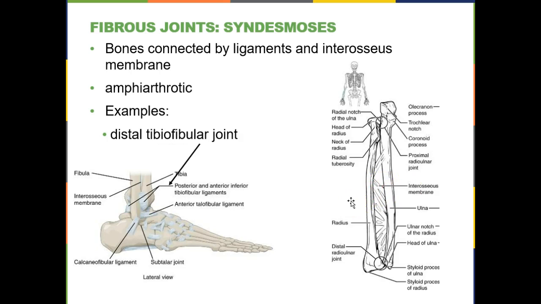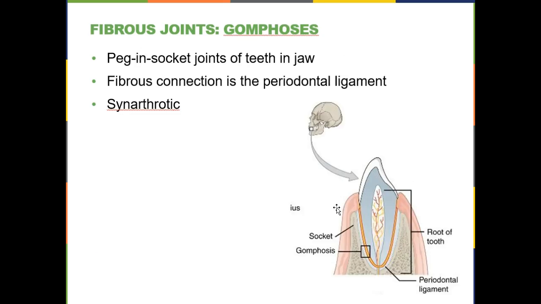When you turn your wrist over, it is the end of your radius rotating over the end of your ulna, and some movement happens because, or is allowed to happen by, the interosseous membrane there. So those are amphiarthrotic syndesmoses. The suture was synarthrotic.